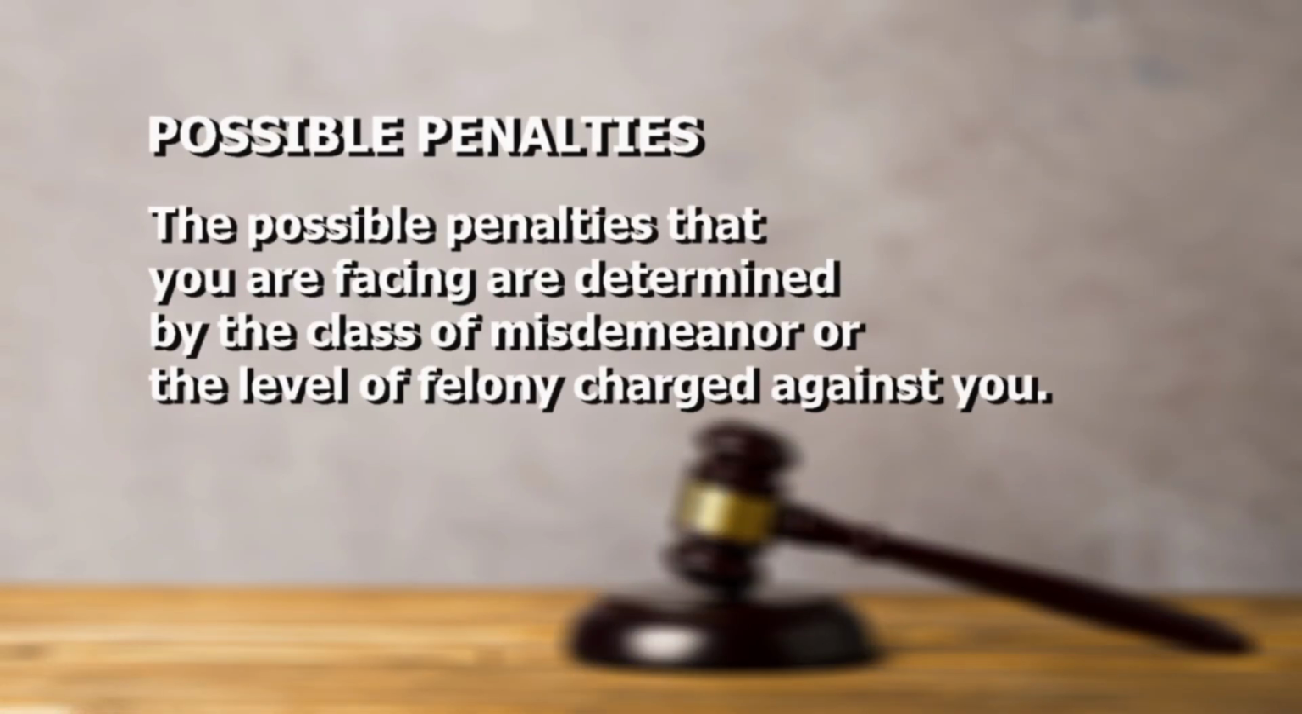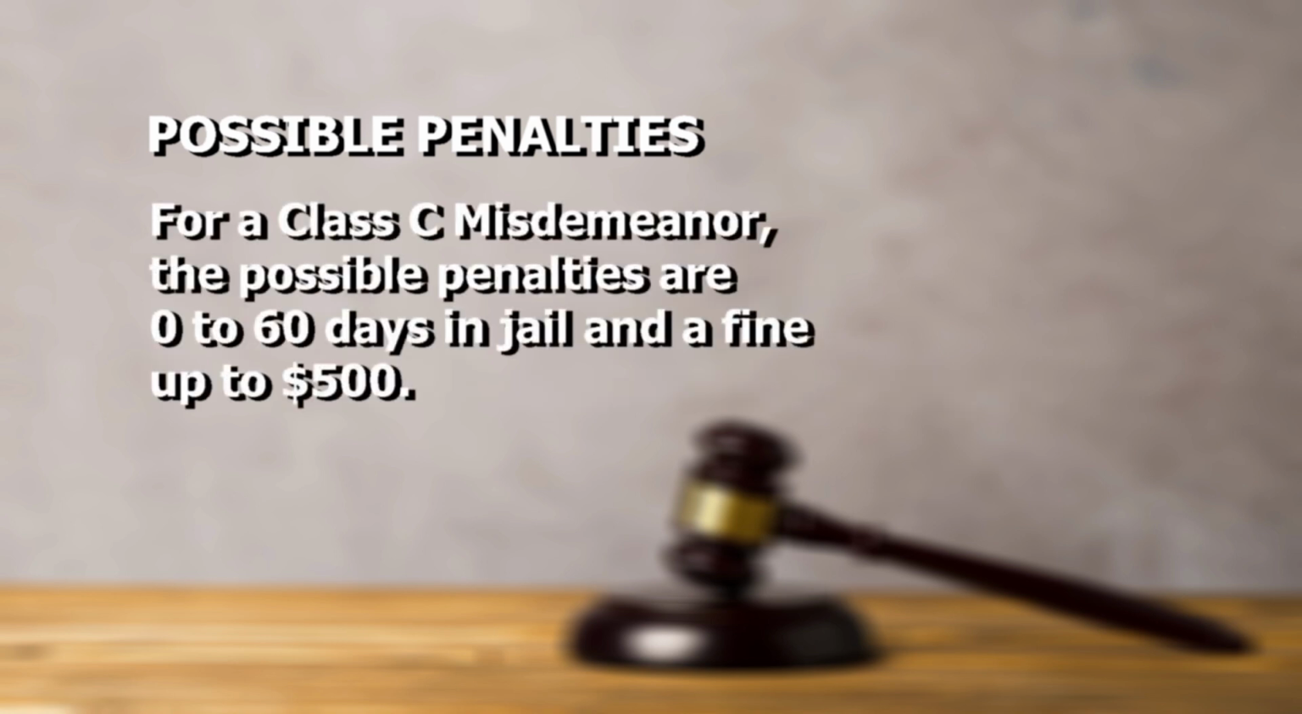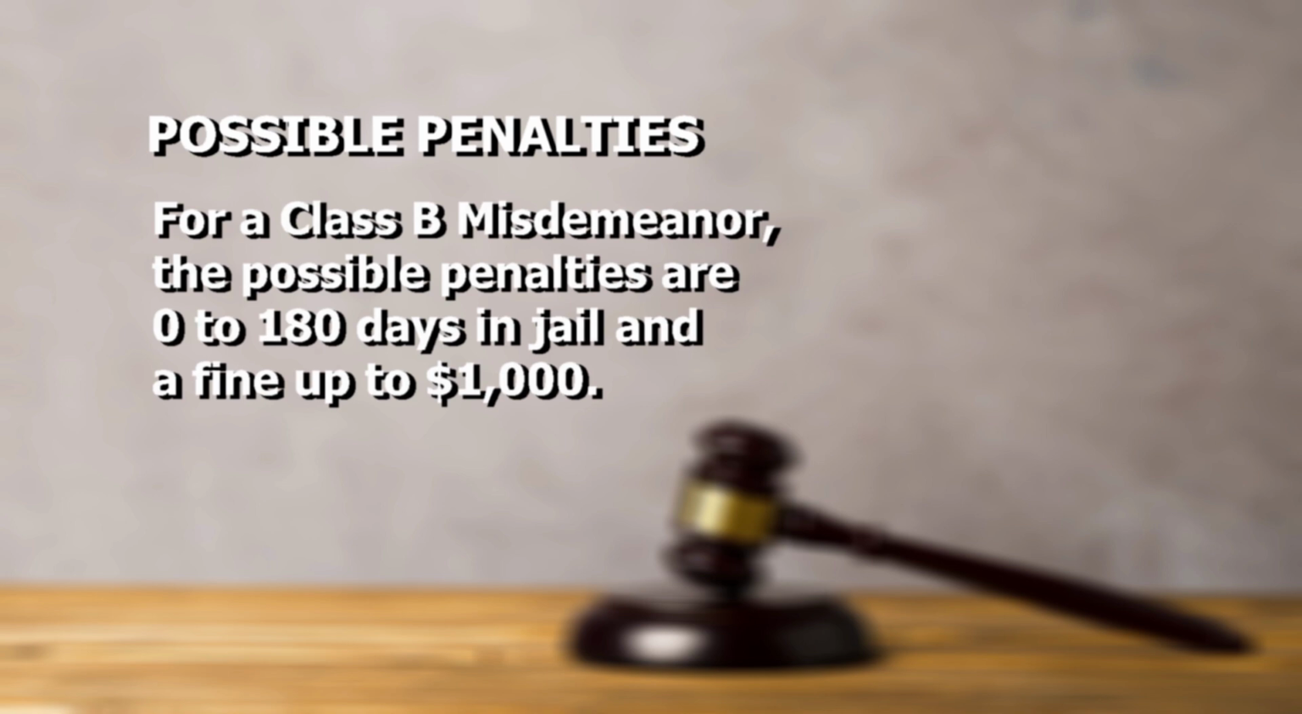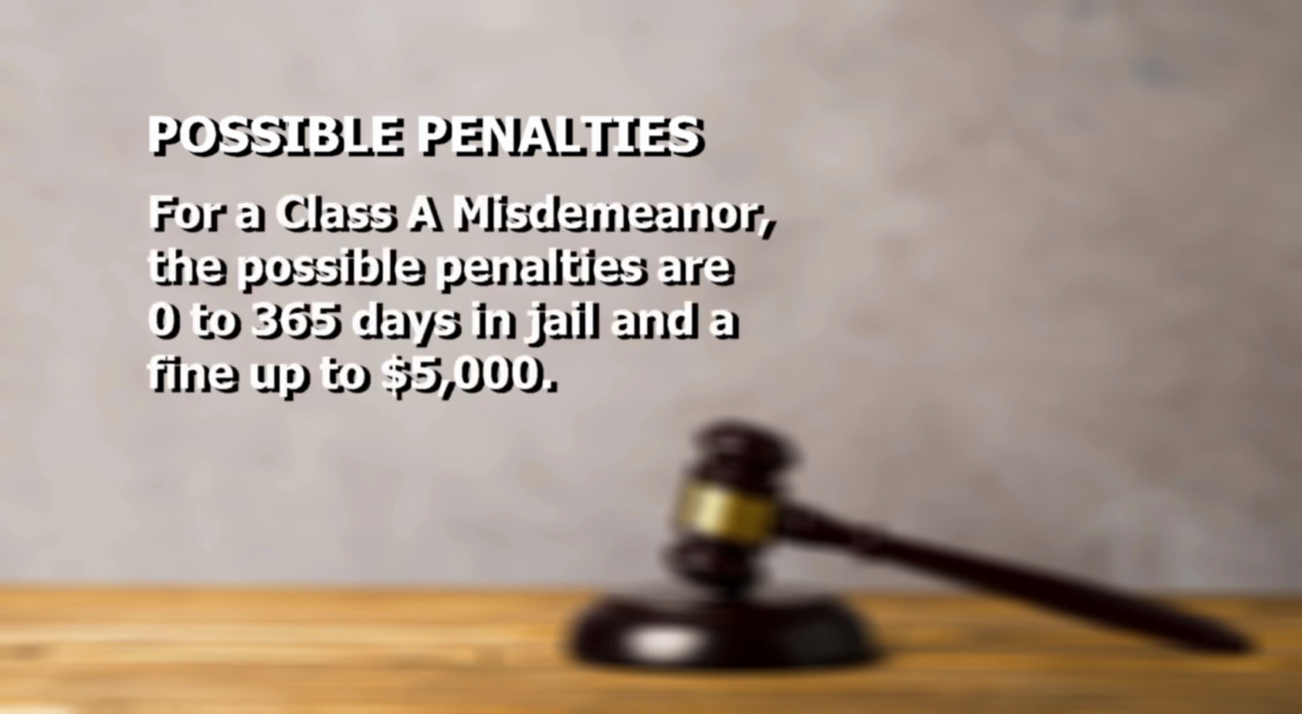The possible penalties that you are facing are determined by the class of misdemeanor or the level of felony charged against you. For a Class C misdemeanor, the possible penalties are 0 to 60 days in jail and a fine up to $500. For a Class B misdemeanor, the possible penalties are 0 to 180 days in jail and a fine up to $1,000. For a Class A misdemeanor, the possible penalties are 0 to 365 days in jail and a fine up to $5,000.